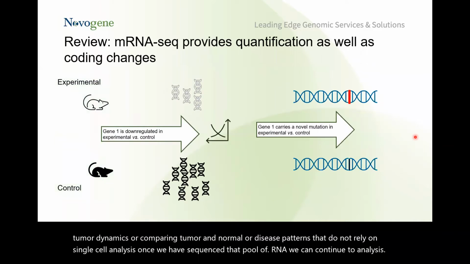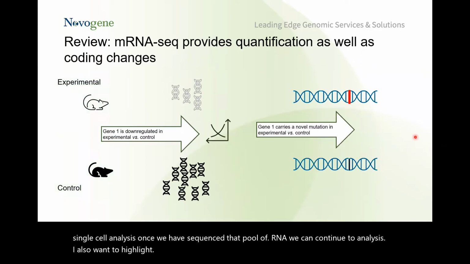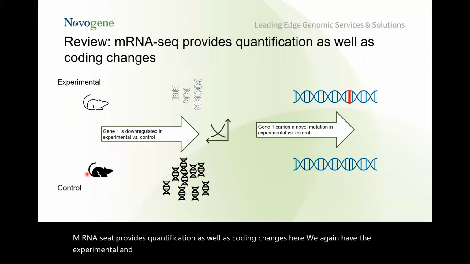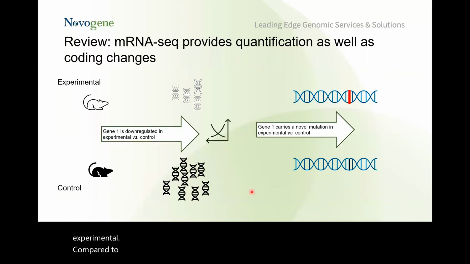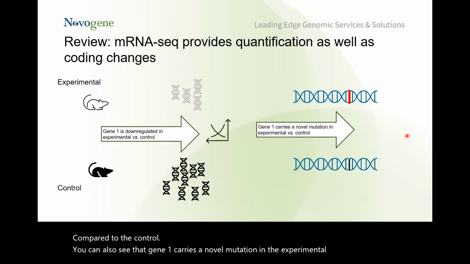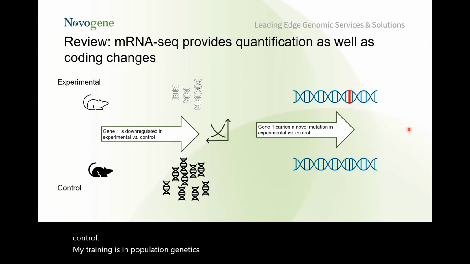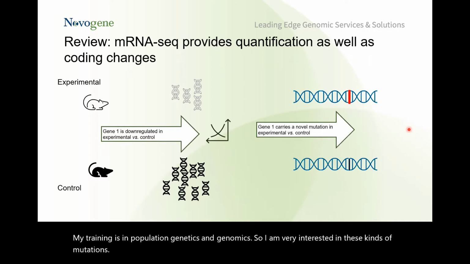I also want to highlight mRNA-Seq provides quantification as well as coding changes. Here, we again have the experimental and the control samples. You can see that gene 1 is downregulated in this experimental compared to the control. You can also see that gene 1 carries a novel mutation in the experimental compared to the control. My training is in population genetics and genomics, so I am very interested in these kinds of mutations. Maybe you are too.